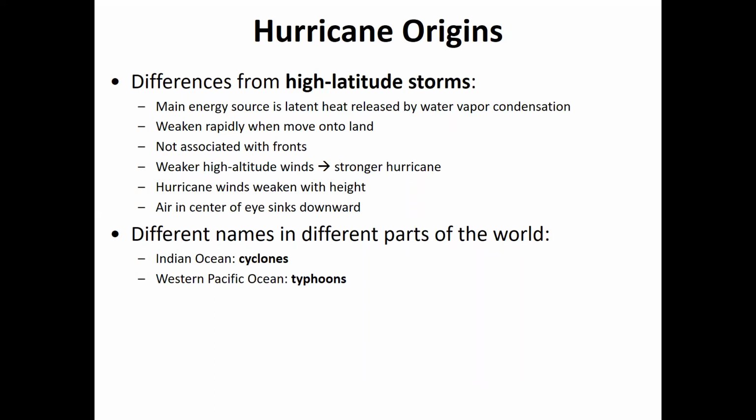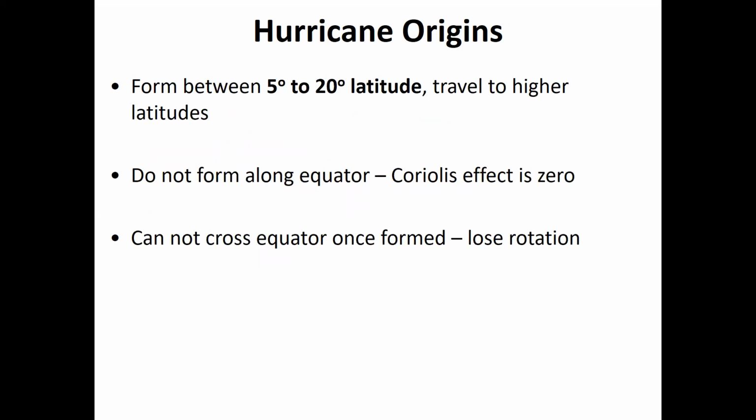So hurricanes have different names in different parts of the world. In the Indian Ocean, they're referred to as cyclones, and in the Western Pacific Ocean, they're referred to as typhoons, but they're all the same phenomenon. Hurricanes form between 5 degrees and 20 degrees latitude, north and south hemisphere, and then they travel to higher latitudes.